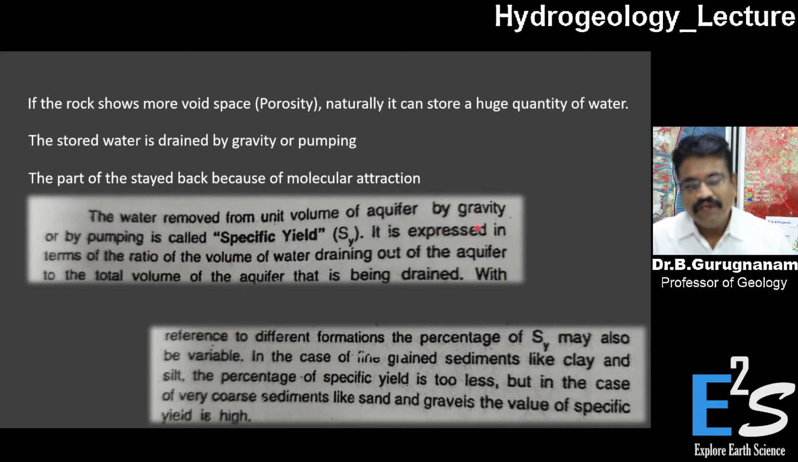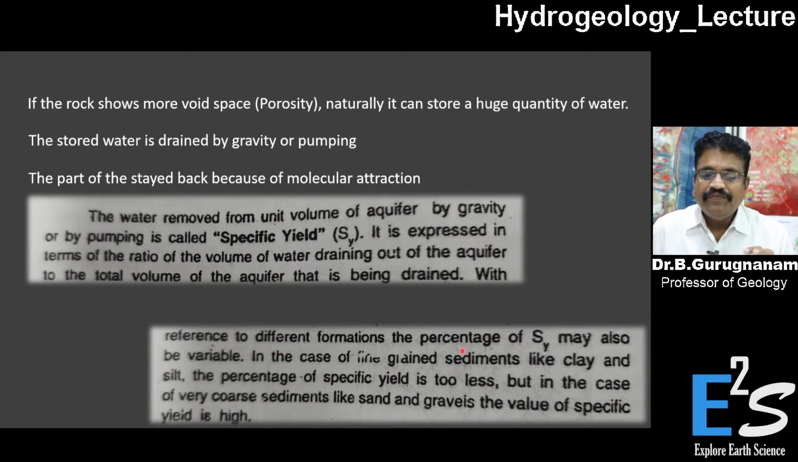Normally we allow the water to pass on its own by gravity. That is called the yield. It is expressed as the ratio of the volume of water draining out of the aquifer to the total volume of the aquifer. Normally, porosity is calculated with respect to the total volume of the rock. Similarly, the draining is controlled by the amount of pore spaces.